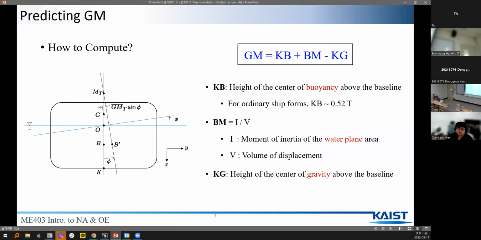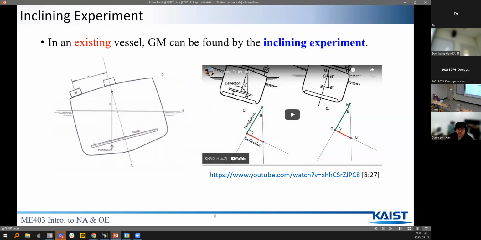So how do we calculate GM? If we interpret it geometrically in the left figure, GM can be obtained as KB plus BM minus KG. Each term can be calculated as shown here. Also, we can find the GM of an existing vessel by an inclining experiment.